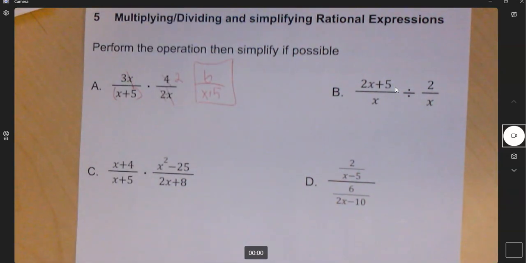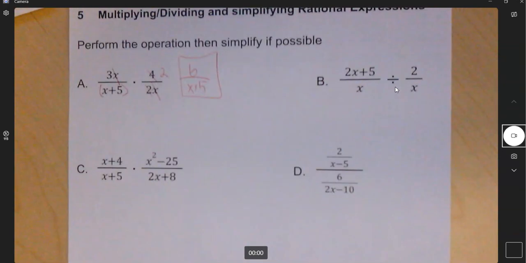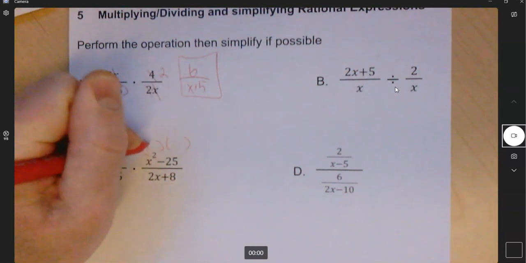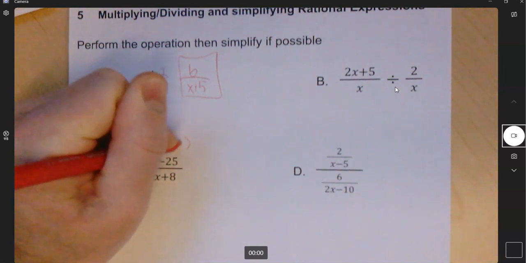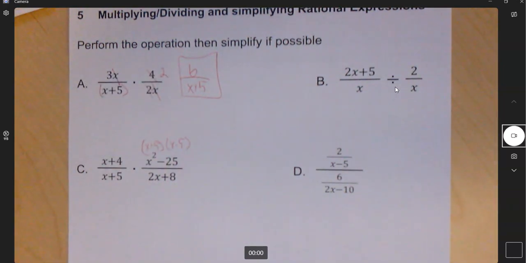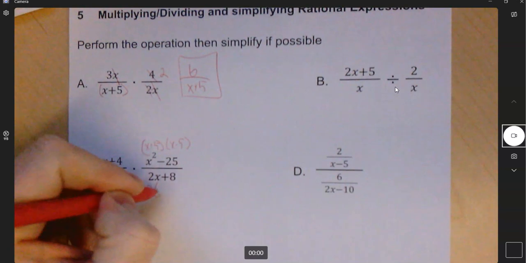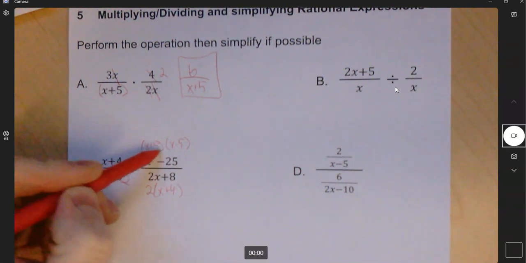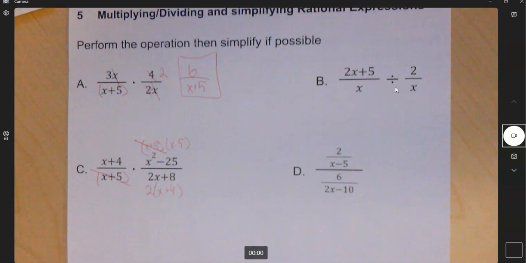Let's talk C. Before I can cancel factors, hopefully it makes sense that I should factor the thing. So I'm going to factor x squared minus 25 as a difference of two squares. It would give me an x plus 5 and an x minus 5. In the denominator there, I can do a GCF and factor out 2, leaving me with an x plus 4. That's all pretty convenient because now the only thing that cancels out with an x plus 5 is another x plus 5. Because it's being multiplied, I'm going to do that.